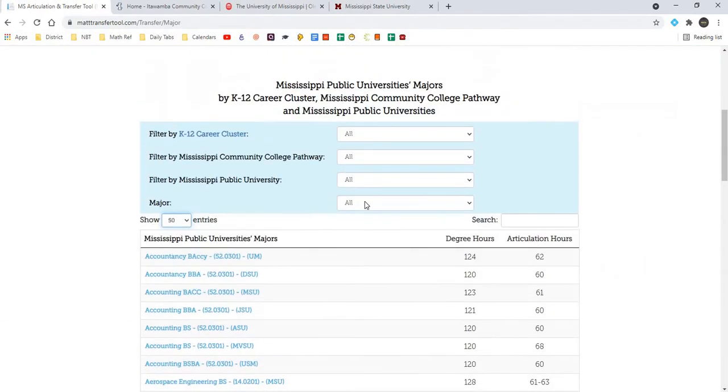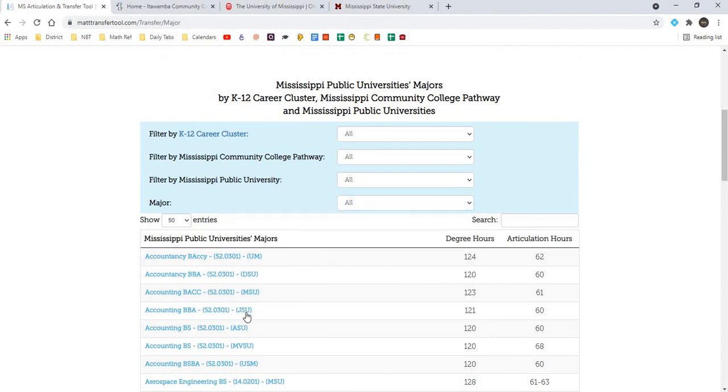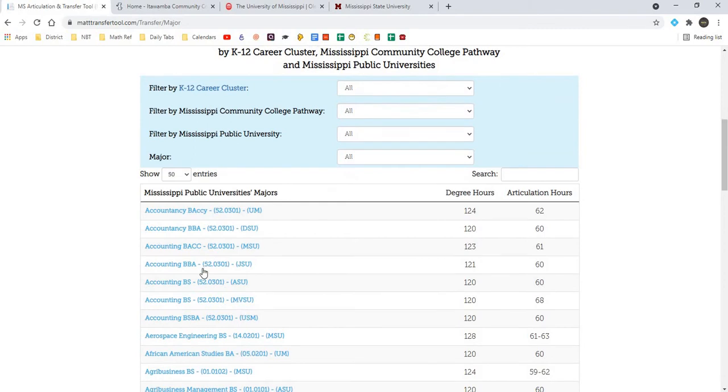So let's look up something that is kind of common. We're already here at accounting, so let's look at accounting BBA at JSU right here. This says that you need 121 degree hours. So that means before you can earn this degree, you're going to have 121 hours of credit.